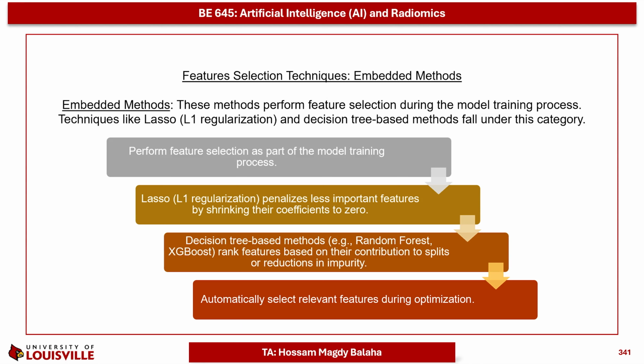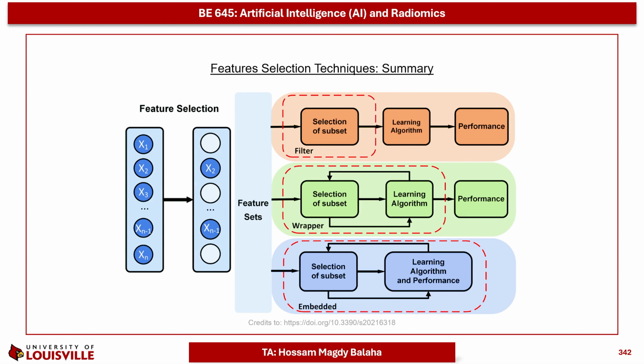For the last one, embedded methods, we are performing feature selection during the model training process, such as using the lasso or L1 regularization and decision tree based methods. To understand it better, let's check this figure. We have a feature set here, and we need to select the most promising features or the top N features. For filter methods, we are selecting the subset first, and then we will apply it later to the learning algorithm that we need and get the performance.